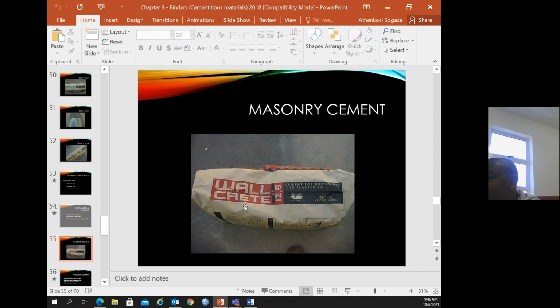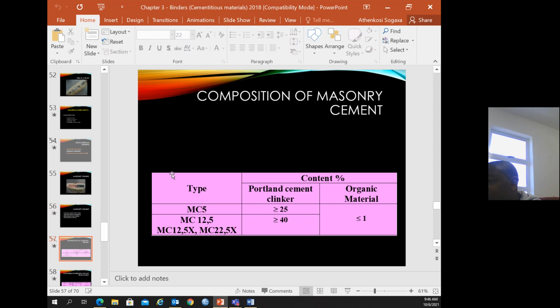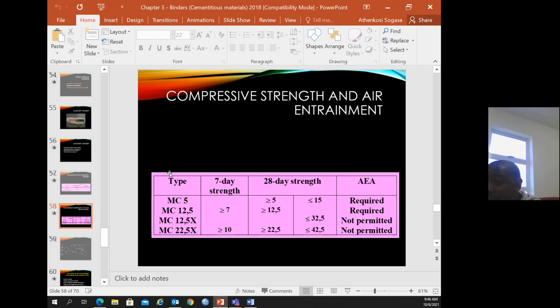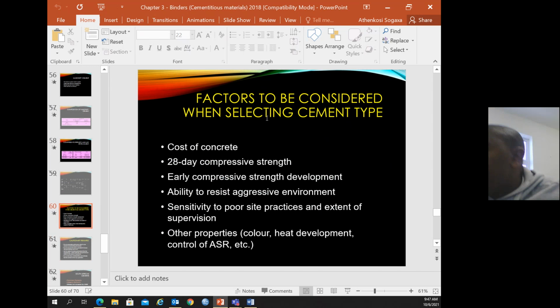You have a masonry cement, which is this one. That's the strength of it, 12.5, the maximum strength, for cohesive plastic mortar and good plastic water retention, a characteristic blend of PC and lime and limestone, and often contains air entrainment. So that's that one, the masonry cement. Here is what I'm interested in.